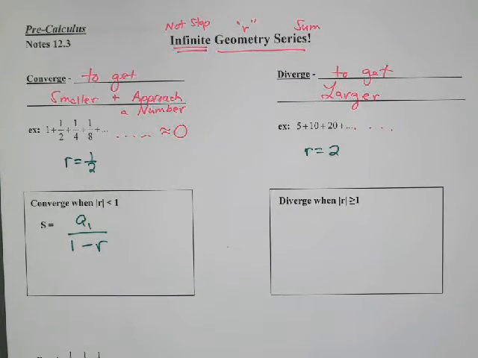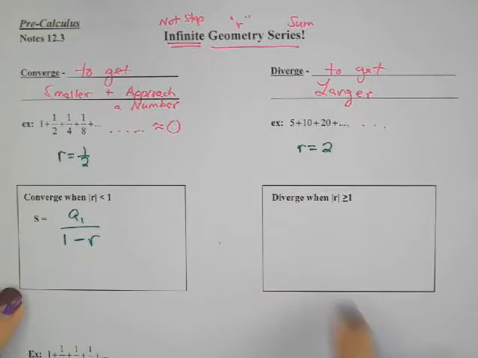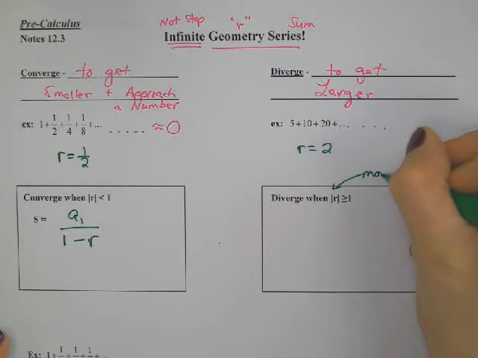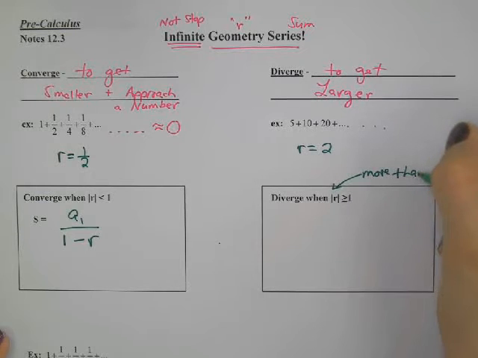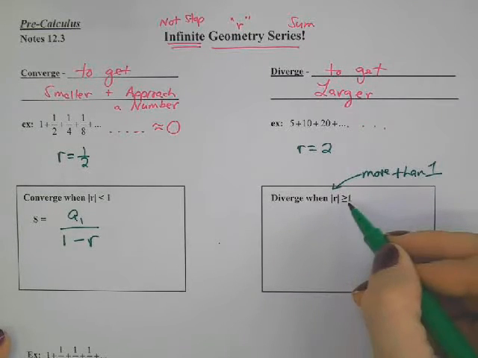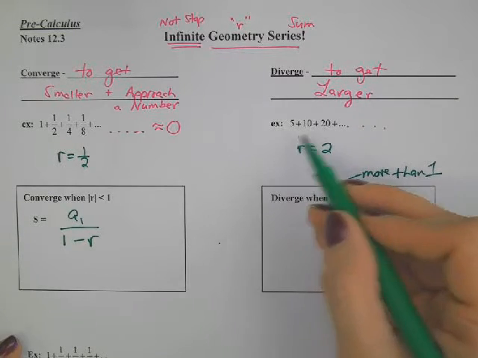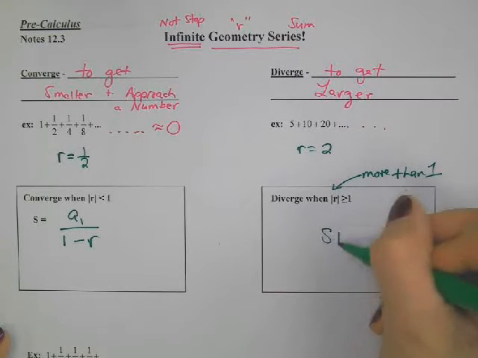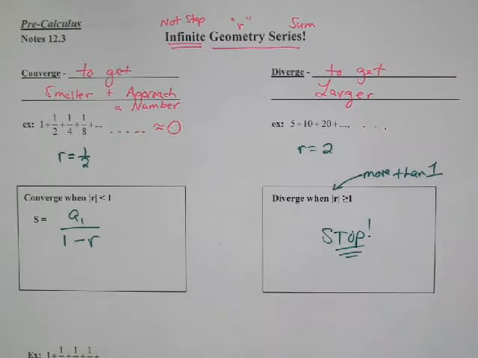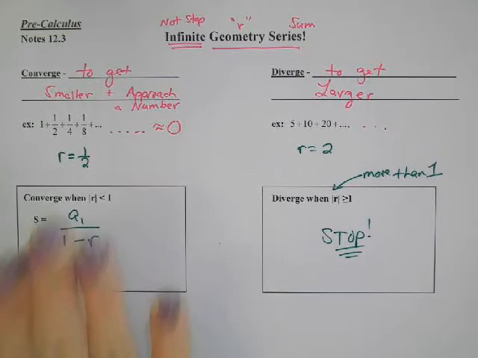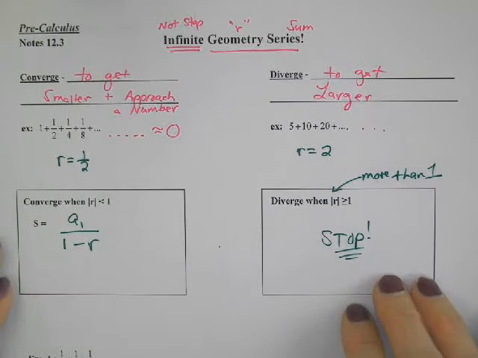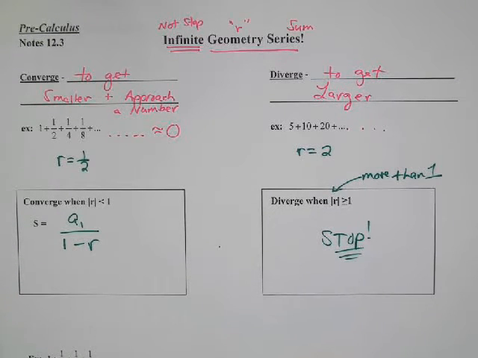Now what happens if it's diverging and it's getting bigger, bigger, bigger? Diverging means |r| is more than 1, plus or minus. It could be a negative 2, and the terms could be getting bigger, bigger, bigger negatively. So how do you add something? You don't. You just stop. So if you have converging problems, please calculate them. If you have diverging problems, please don't do anything.